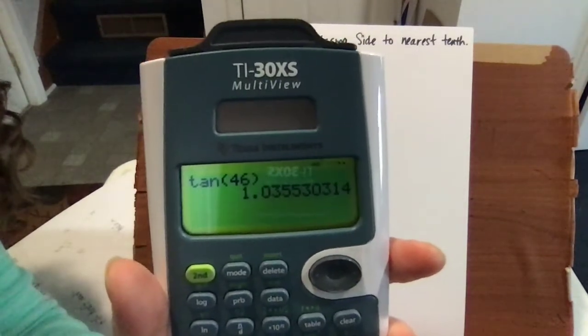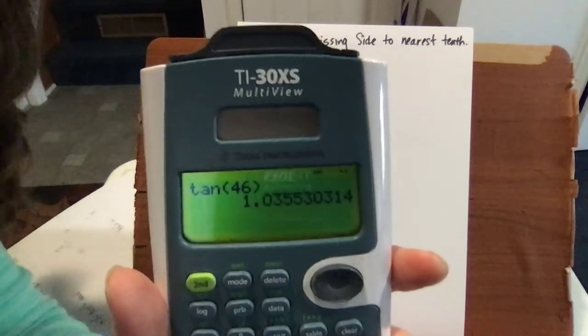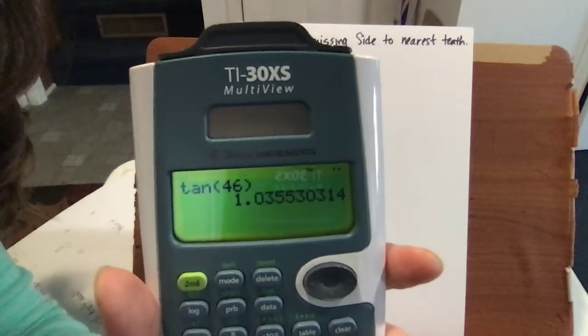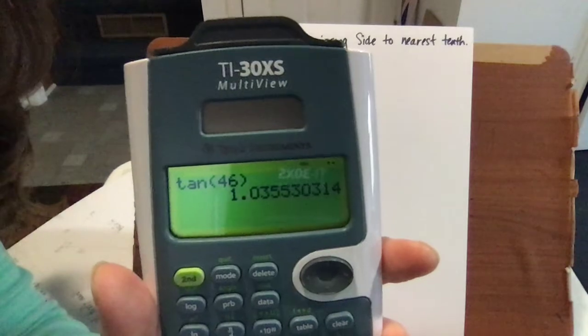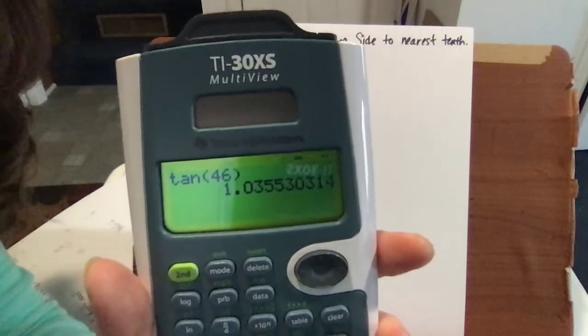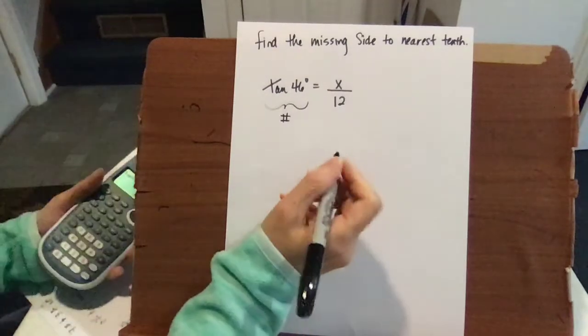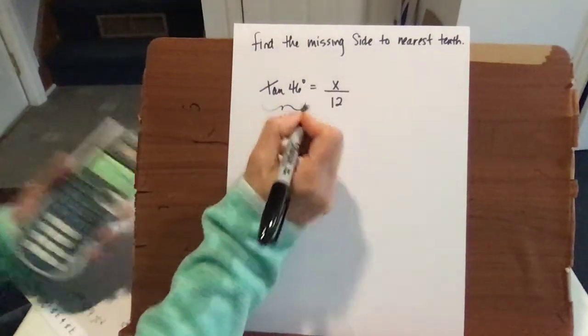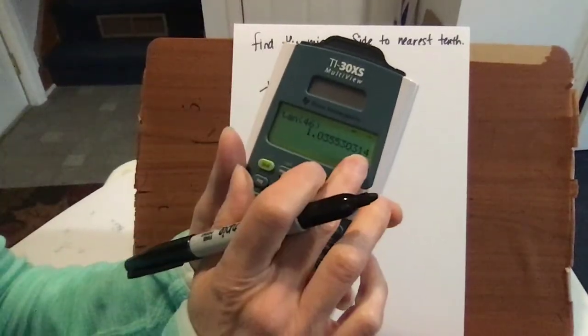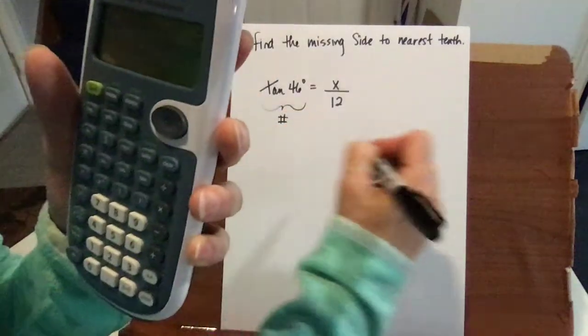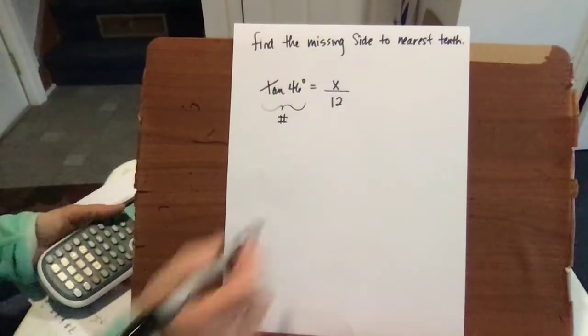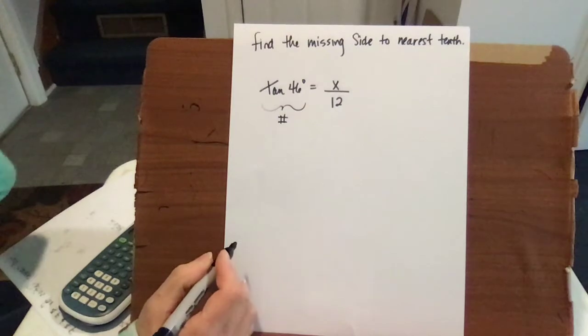1.035530314, right? Don't round it to the nearest whole number, because remember, tangent of 1 is 45 degrees, but we're taking the tangent of 46 degrees, so it's a little more than 1. So we need that accuracy. All right, so this is just a number for us. We're not going to write this all down, and we're not going to calculate with all of this by writing it down. This is what we're going to do. We're going to treat tangent of 46 like a number.